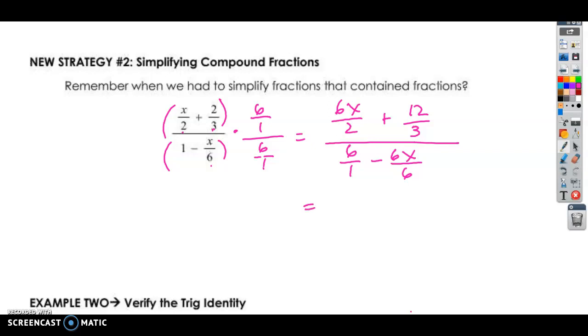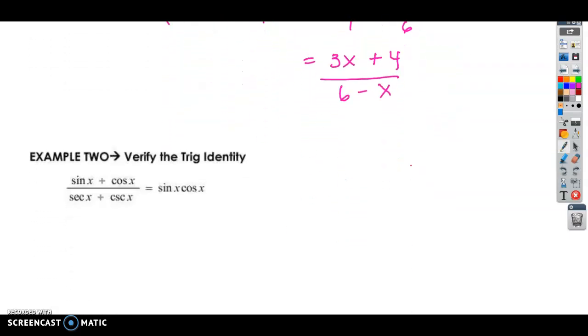So we get 6x divided by 2 is 3x. 12 divided by 3 is 4. 6 over 1 is just 6. And then minus 6x over 6 is just x. Done. You're going to be using that a lot.